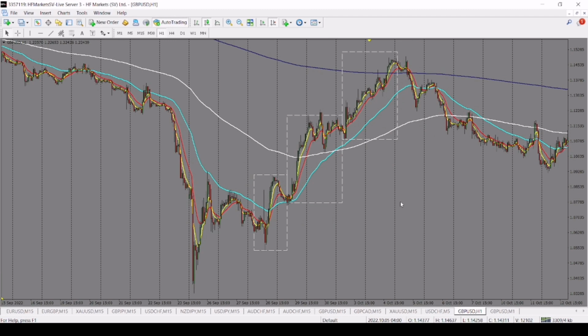of the 200 EMA. In this particular case, my 200 EMA is the exponential moving average in white, 50 EMA in blue, 13 EMA in red, and 5 EMA in yellow, then 800 EMA in dark blue. But for this particular strategy, we are only going to use the 200 and the 800, lastly the 13 EMA for entry confirmations.